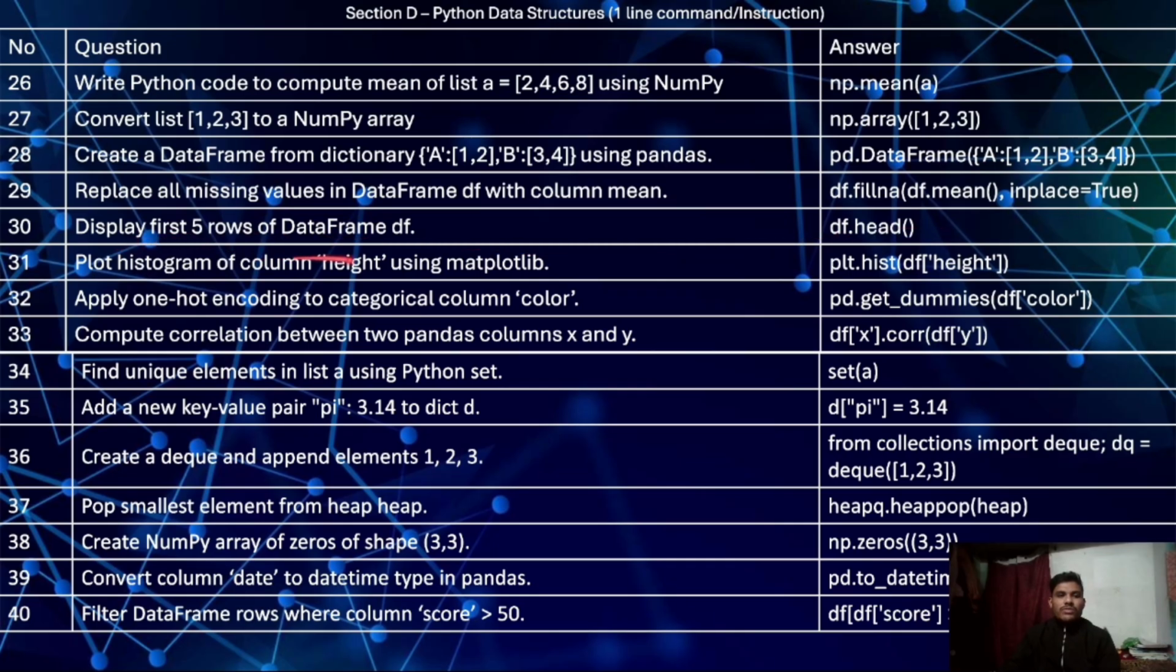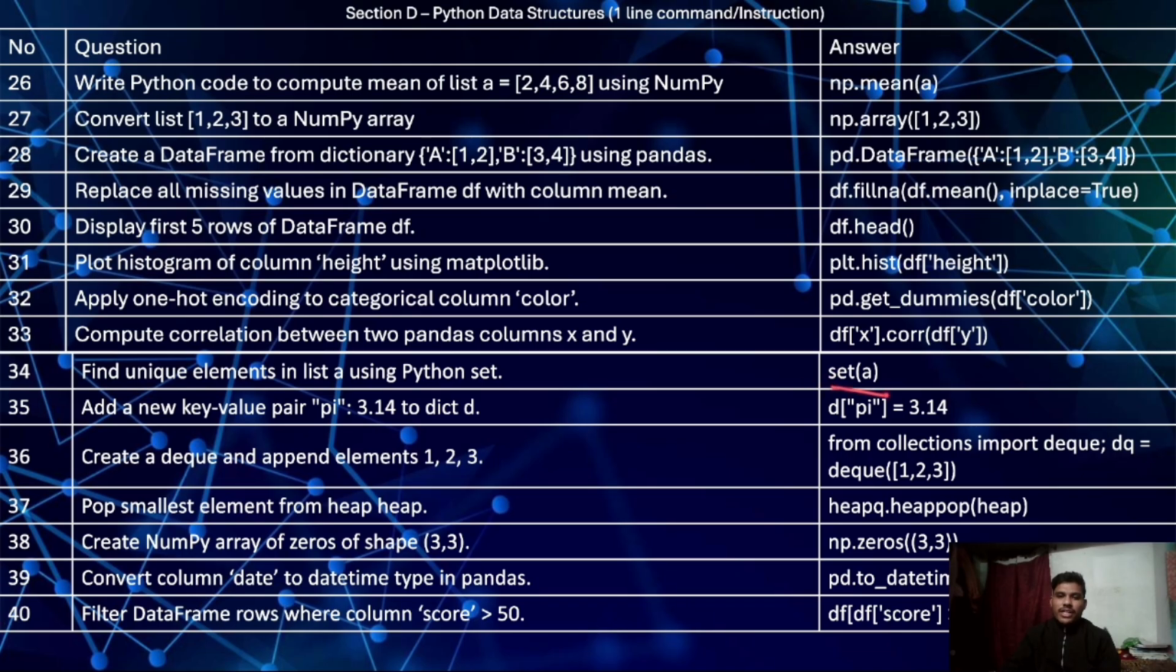Now display the first 5 rows of data frame df. So df.head(). Plot histogram of column height using matplotlib. So here we have the command plt.hist(df['height']). Now apply one hot encoding to categorical column color: pd.get_dummies(df['color']). Now compute correlation between two pandas columns x and y: df['x'].corr(df['y']). Now find the unique elements in the list using Python set.